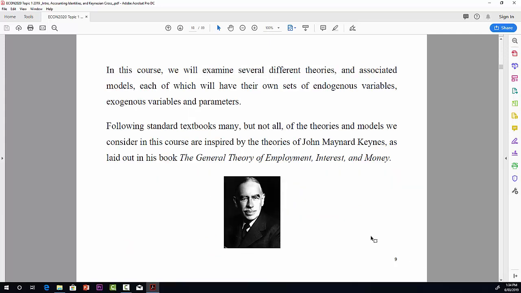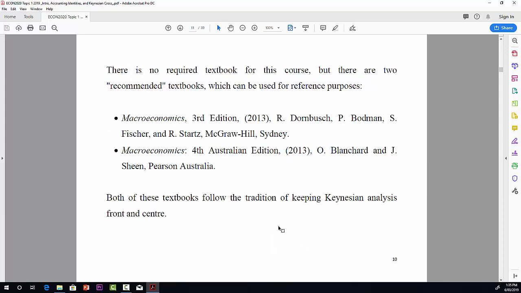Okay, now in this course, we're actually going to look at several different theories. And each of these theories will have some endogenous variables, some exogenous variables, and parameters. Now in macroeconomics, most standard textbooks follow the lead of a very famous macroeconomist by the name of John Maynard Keynes. Some would argue that macroeconomics actually began with John Maynard Keynes with the publication of his book, The General Theory of Employment, Interest, and Money in 1936. So he was incredibly influential, and arguably that was the birth of modern macroeconomics.